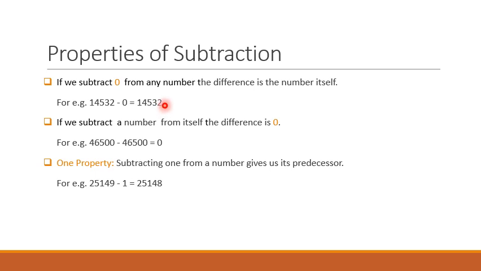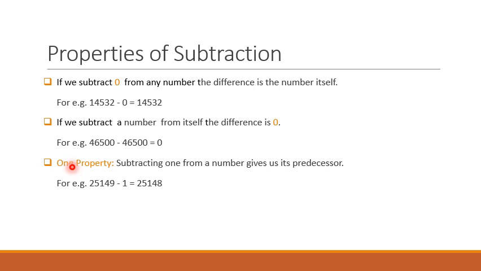Now the second property says if we subtract a number from itself, then the difference is 0. So if I subtract a number from itself, then the answer is going to be 0. So let's see here in this example. In this example, 46,500 is subtracted from 46,500. So this will result in 0. So the answer is going to be 0.